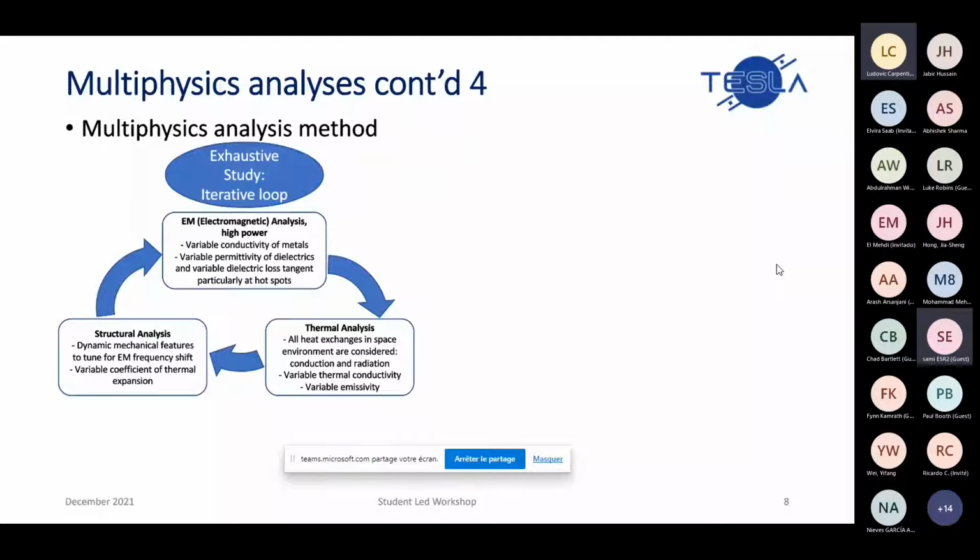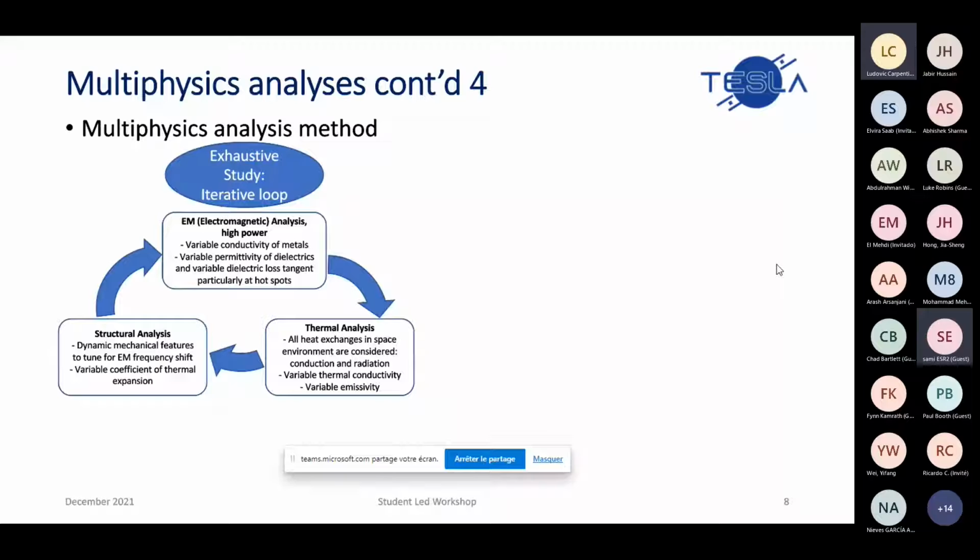And so once we analyze this model, we will put it through the thermal analysis, in which we'll also have variables such as thermal conductivity and emissivity. In our case, for space application, we need to consider all types of heat exchanges, which in this case are conduction and radiation. So once the thermal analysis is done, the results will be injected into the structural model, because each material will have its own coefficient of thermal expansion. So due to the thermal change, all the different materials composing the device will have their physical dimensions changed. And this will be done in the structural analysis.